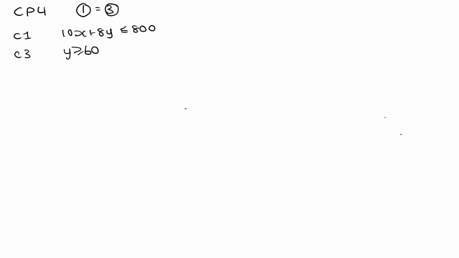So again, a reminder, because we did make y the subject of the formula in the previous ones. So we had y was less than or equal to minus 10 upon 8x plus 100. And y is equal to 60 is pretty much just what constraint 3 is. So this one's a little bit easier to work out because you don't have to do drastic simultaneous equations. In this case, you can just substitute in y equal to 60 into 1.